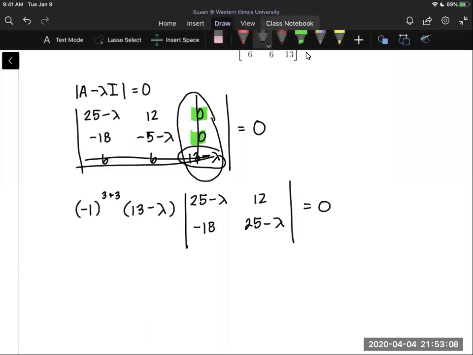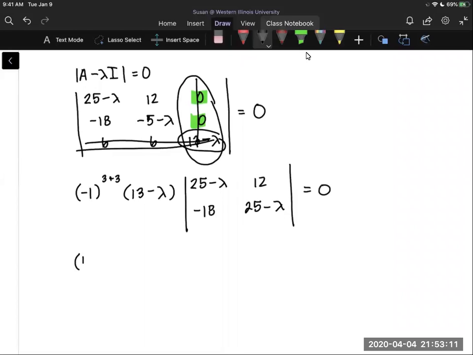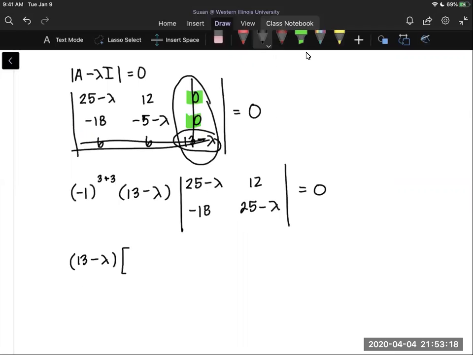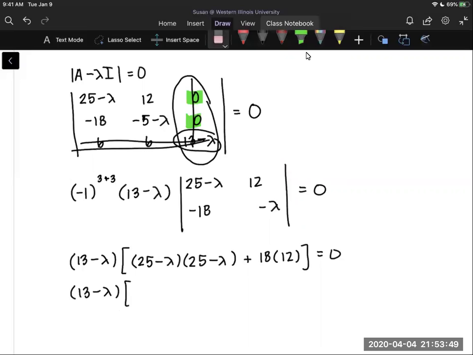So that I get a negative 1 to the 6, which just becomes a positive 1. I'm going to recopy this 13 minus lambda and then compute the determinant of the 2 by 2, which is a 25 minus lambda times a 25 minus lambda, and then double negative plus 18 times 12 equals 0. So 18 times 12 is what, 216? And 25, oh, whoops. Let's go ahead and fix this up here. Shouldn't be a 25, but should be a negative 5. I apologize.